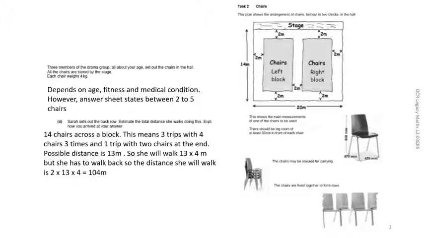Then it's estimating the total distance. Well, the way I looked at this one is, there are 14 chairs across the block. There are 3 trips with 4 chairs 3 times and 1 trip with 2 chairs at the end. Possible distance is 13 meters. So she'll walk 13 times 4 meters, but she has to walk back, so the distance she'll walk is 2 times 13 times 4, which is 104. It's a bit of a vague answer. The guidance I had on the answer sheet was a little bit vague as well, so I've tried to interpret as best I possibly can for you.